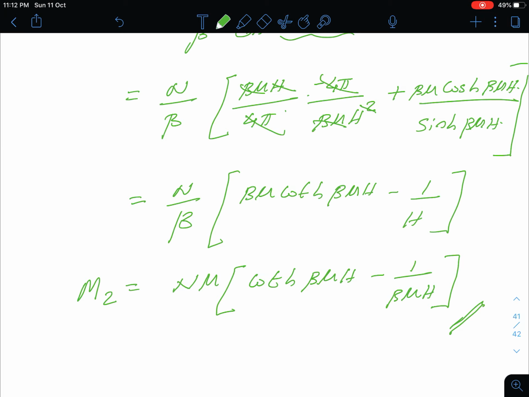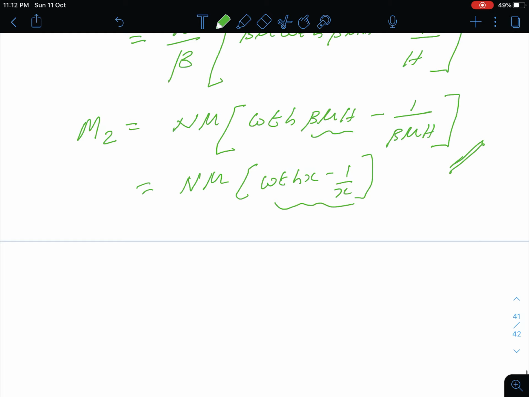paramagnetic material got magnetized. Now this quantity in the bracket, let us say, suppose this is x, then that is n mu coth x minus 1 by x. Right? So this quantity is usually called Langevin of x. So now this is n mu L of beta mu h. Instead of x it's beta mu h. So it's called Langevin.